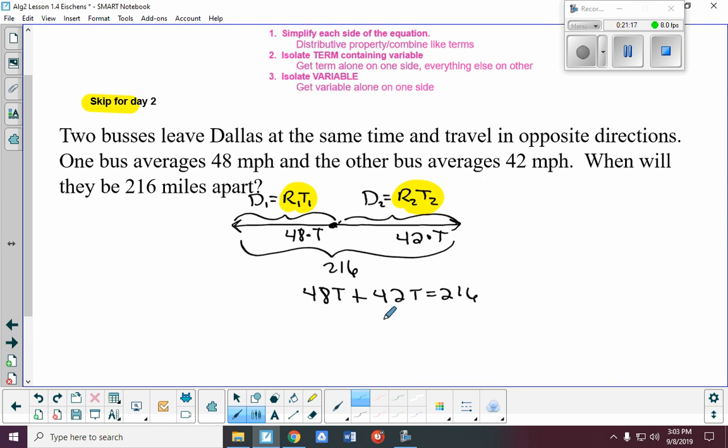Let me grab my calculator really fast. So 48 plus 42 is 90. 90t equals 216. And divide by 90. You get t is equal to 2.4. And this was miles per hour, so that would be 2 4/10 hours would be your answer. That would be when they're 216 miles apart.